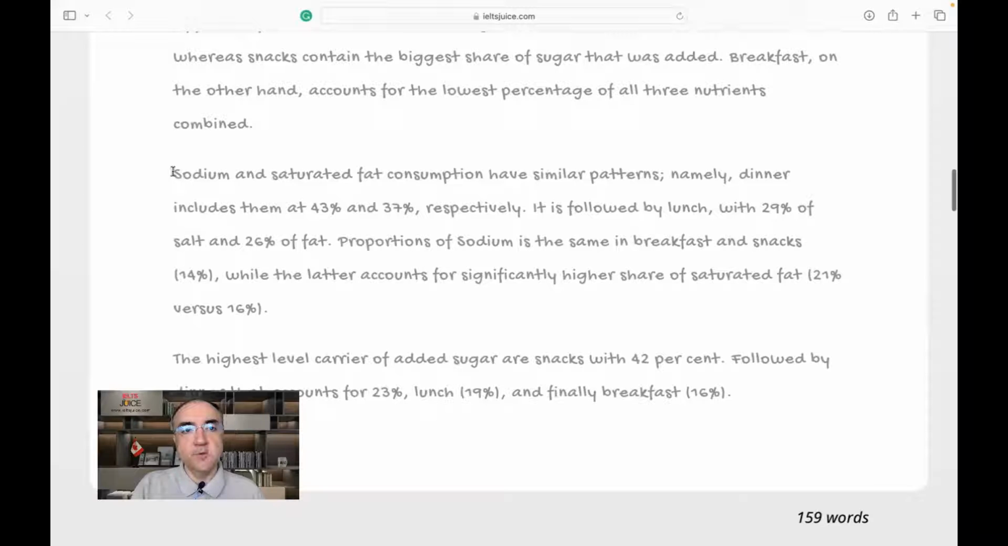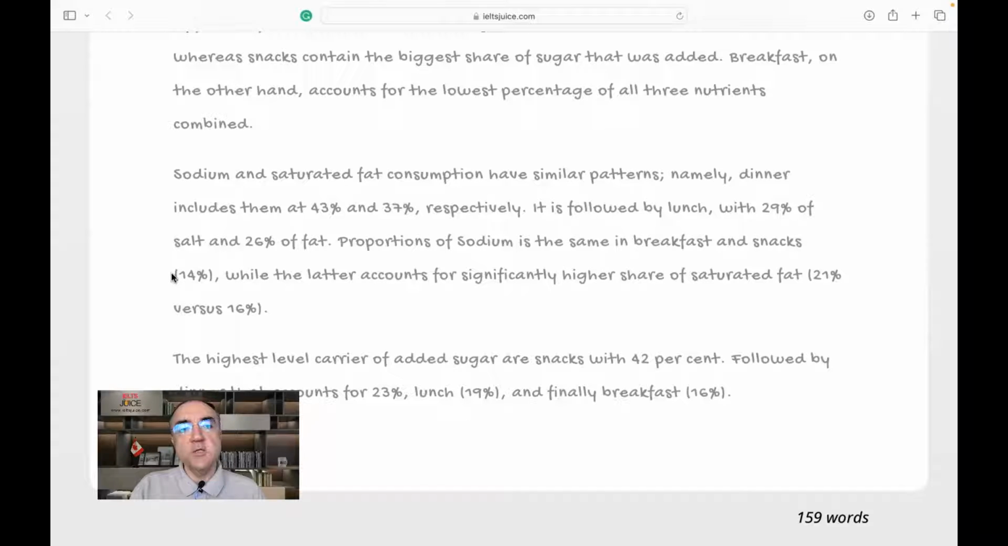Let's go back. So sodium and saturated fat consumption have similar patterns. Namely, dinner includes them at 43% and 37% respectively. Beautiful. It is followed by lunch with 29% of salt and 26% of fat. Proportions of sodium is the same in breakfast and snacks, 14%.